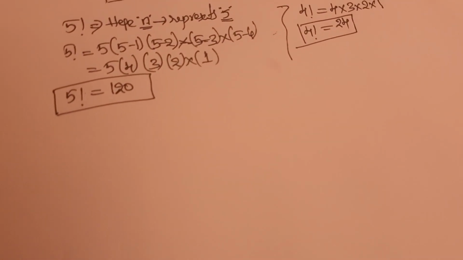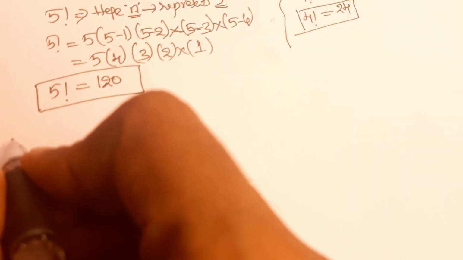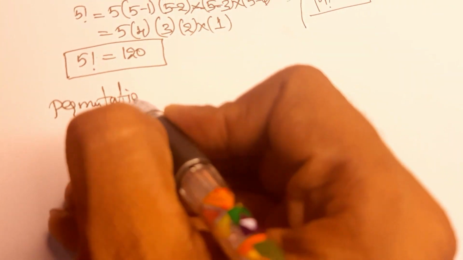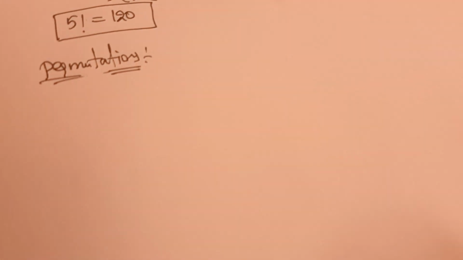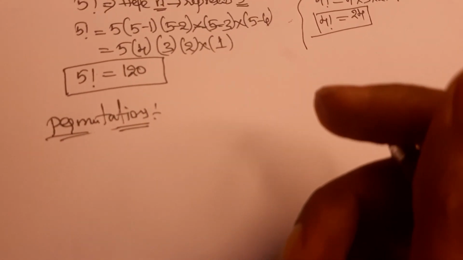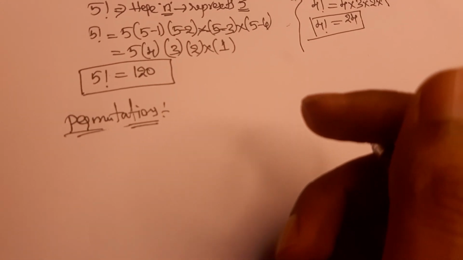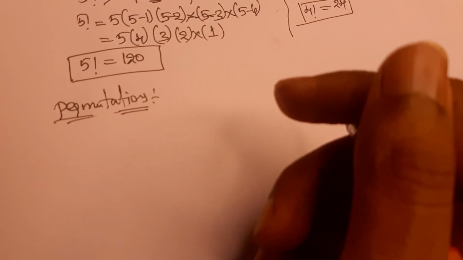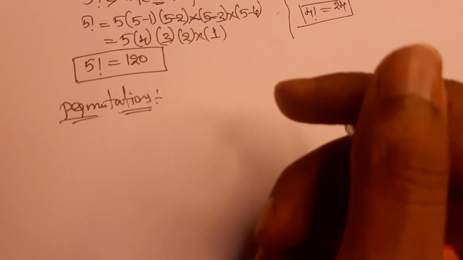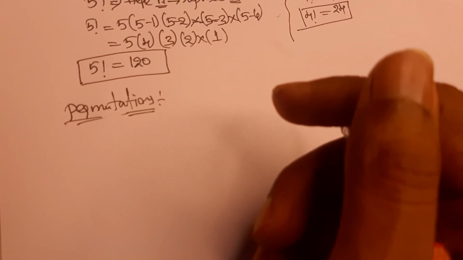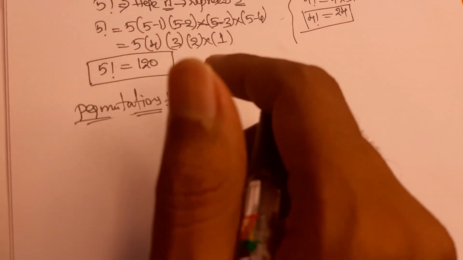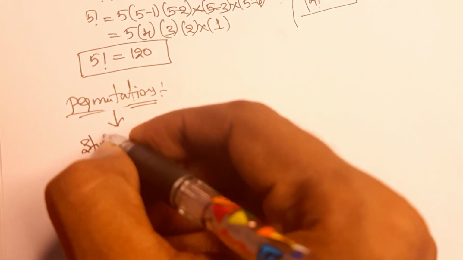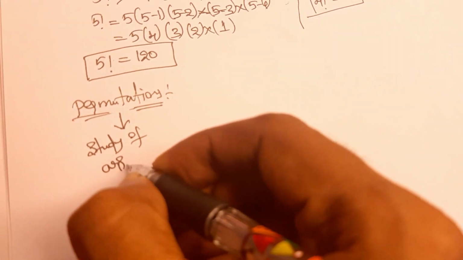Let's see the important concept, permutations. In permutations, many students have doubts about what is meant by permutation and what is meant by combination. Most students get confused between permutations and combinations in problems. Let's see. Permutations means arrangements; it is the study of arrangements.